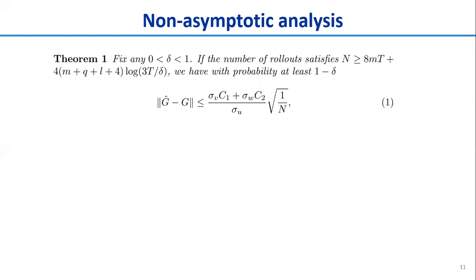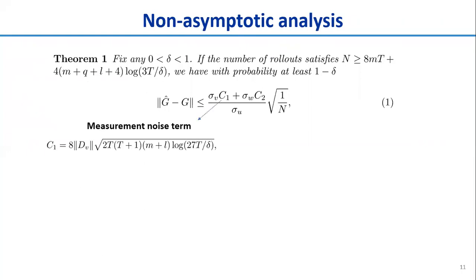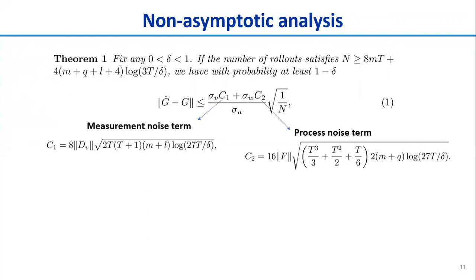In our work, we have derived the following non-asymptotic guarantee for the error bound. This upper bound depends on three terms. The first term is related to the measurement noise. The second term is related to the process noise. And the third term is related to the number of samples. And this bound is true with high probability as long as the number of trajectories is bigger than some constant.